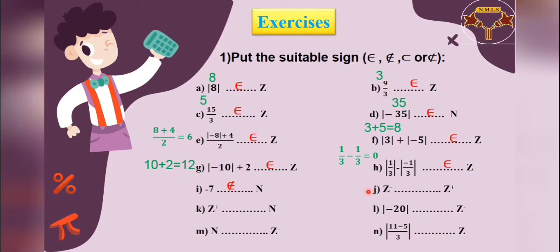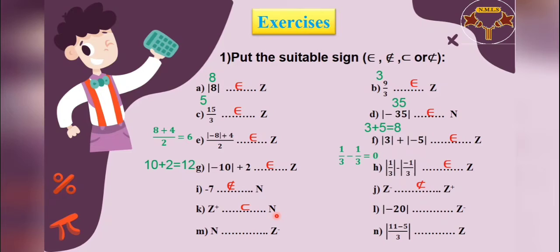Here number J, Z negative and Z positive. We said that there is no relation between Z negative and Z positive, so they are two separate sets, and it is not a subset of Z positive. What about number K, Z positive and N? I know that N is 0 and the set of positive integers, so Z positive is a subset of N.